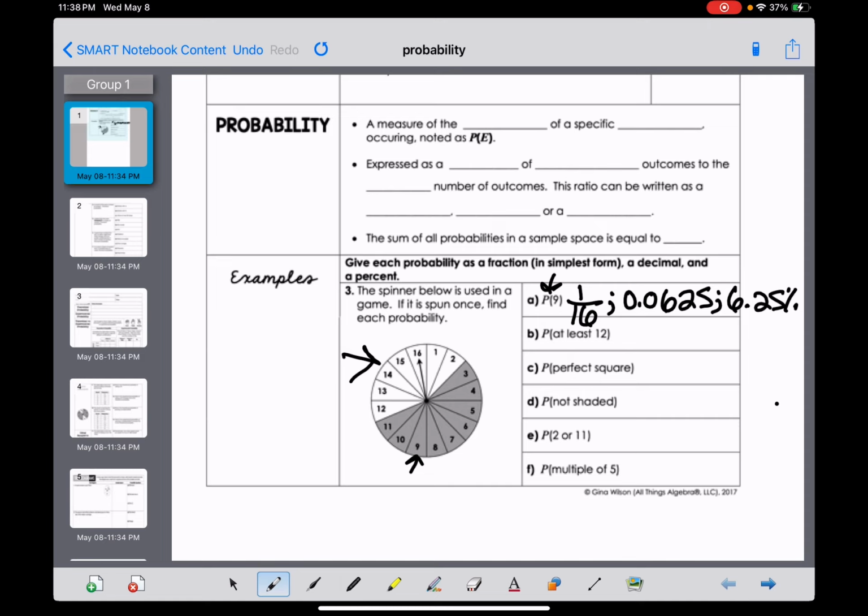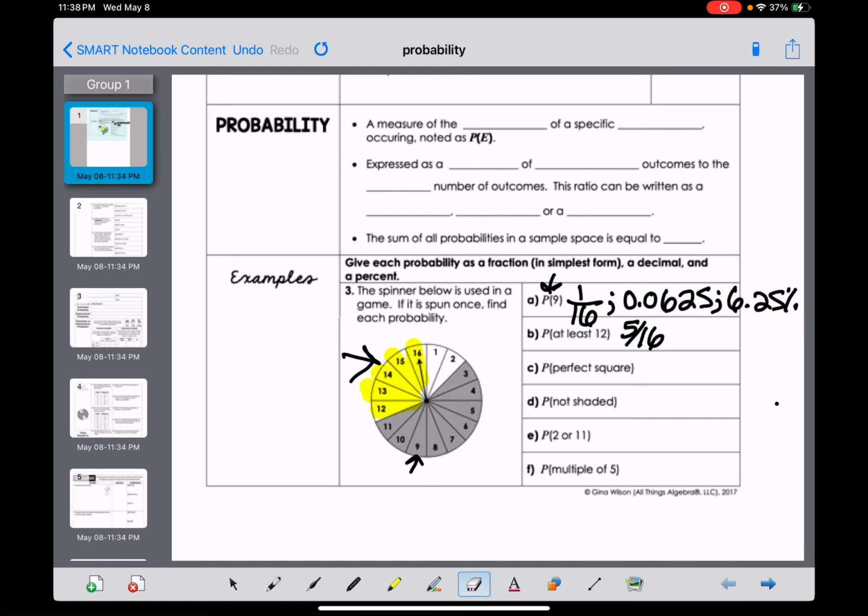Okay, so that's just basic probability. So like probability of at least a 12 in part B, you'd want to look at every single answer that is 12 or more. So 12, 13, 14, 15, or 16. You can see there are 5 different sections there that would fit that. So that probability would be 5 out of 16. And again, just divide to get that decimal and then multiply that by 100 to get that percent.